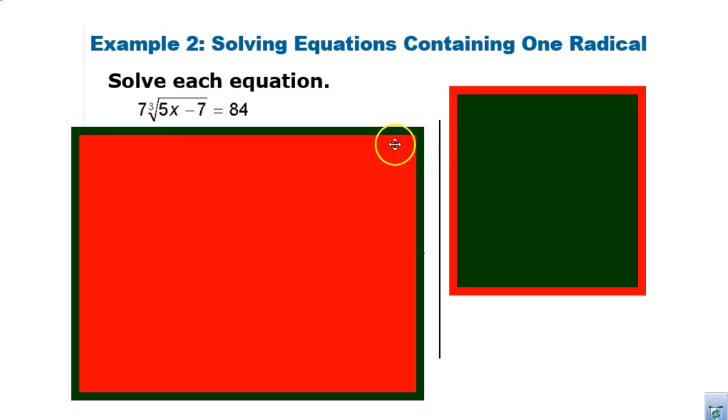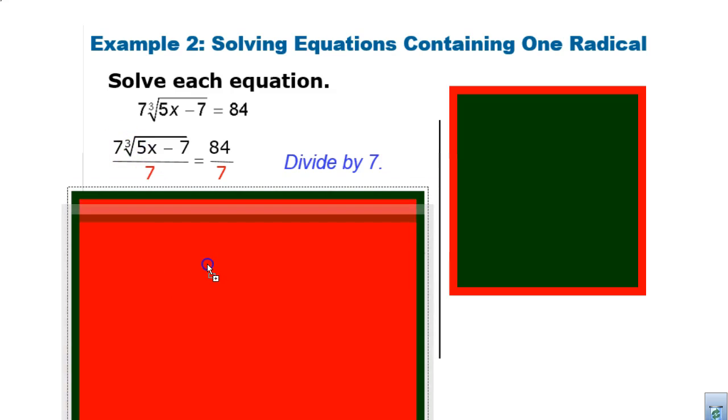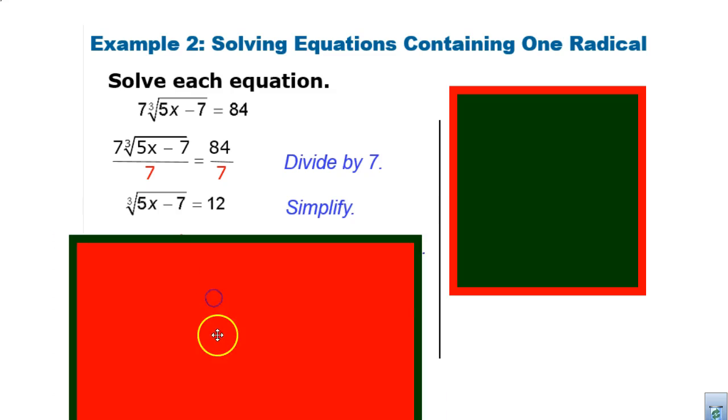Example 2: we have a cubed root instead of a square root. So we're going to use the same set of steps. First, isolate the radical. This 7 in front of the cubed root of 5x minus 7 is like saying 7 times the cubed root. To undo that multiplication, we're going to divide both sides by 7. When we do that, 7 divided by 7 cancels out. We divide 84 by 7 to get 12. We now have the cubed root of 5x minus 7 equals 12.